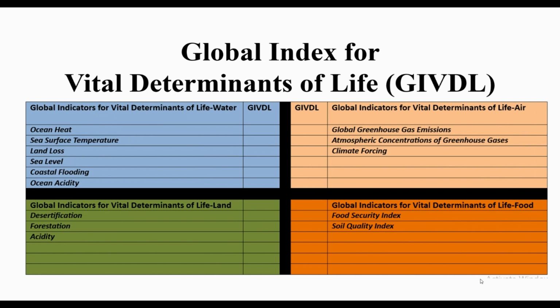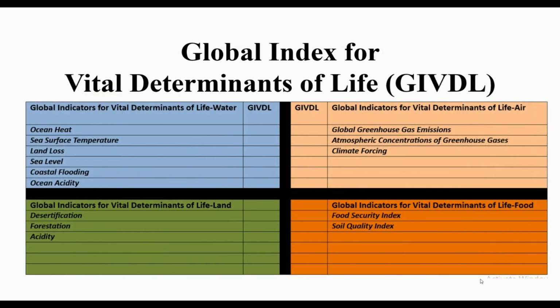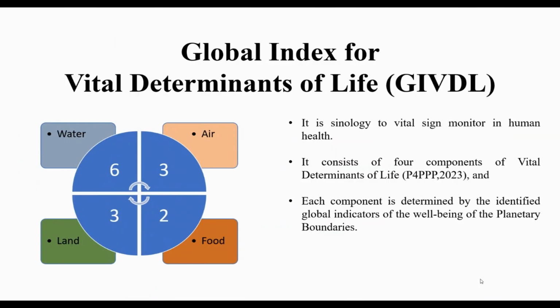We have managed to find 14 currently used indicators to represent the four determinants of life. As shown in the slide, there are six indicators for water, three indicators for air, three indicators for land, and two indicators for food. We have discussed the concept of GIVDL, the Global Index of Vital Determinants of Life.